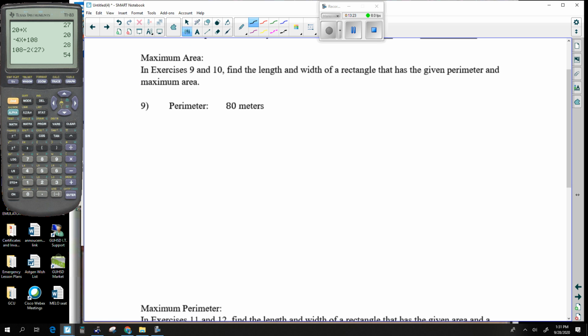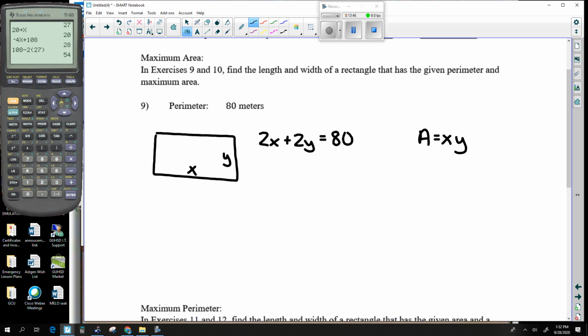Okay, so we're talking about a rectangle. So a rectangle, so I'll call this x and y. So its perimeter is 80 meters. So that's 2x plus 2y is equal to 80. So the distance around is 80. We want to maximize the area. So the area is x times y. So let's go with 2y is equal to 80 minus 2x. Y is equal to 40 minus x. So the area is equal to x, 40 minus x.